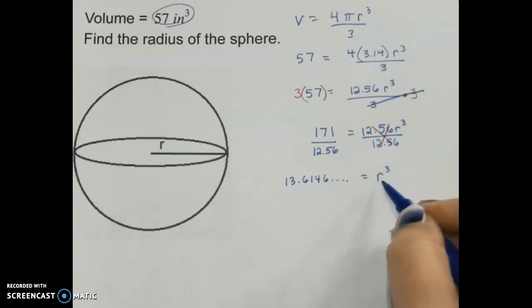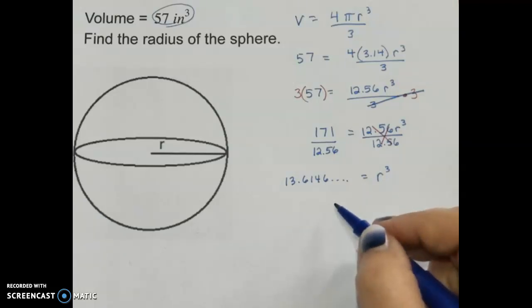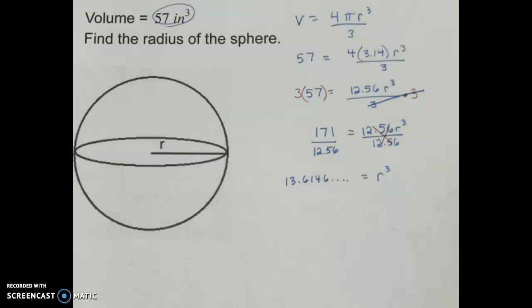One mistake that some students make is they stop right here and they think, well, r is isolated, so we're done. However, we are trying to figure out the radius of this sphere, and right now the information we have is that the radius cubed is equal to this. So in order to figure out our actual radius, if we have r cubed, we're going to need to cube root both sides. Okay, so here's how that looks.